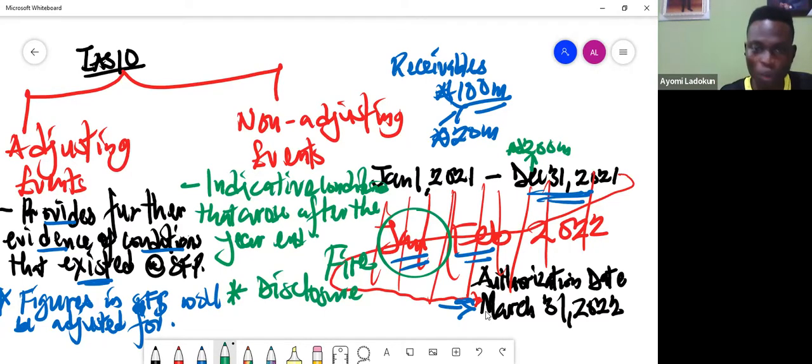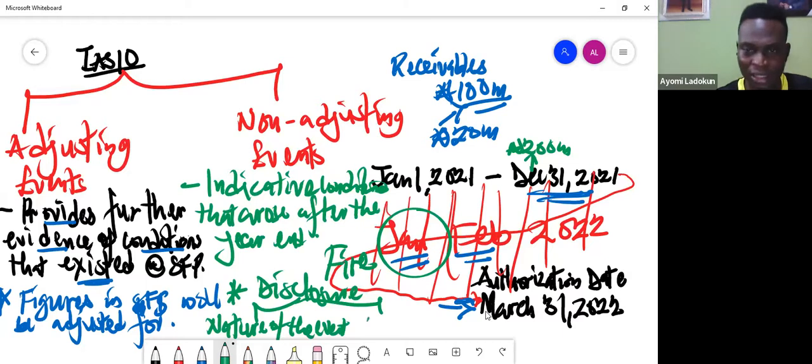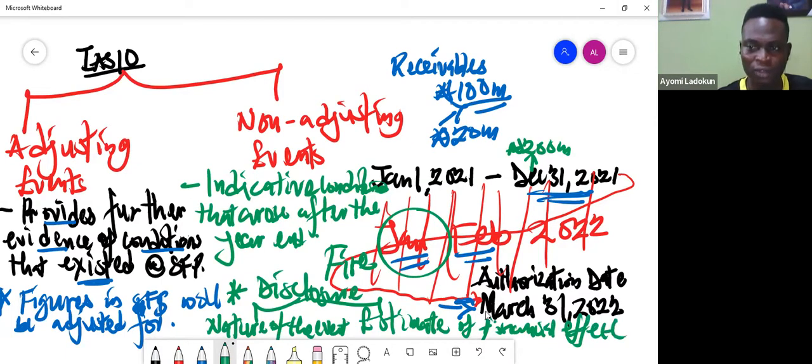IAS 10 now says, when making disclosure, you are going to tell the users of financial statements the nature of the event. What happened? For example, it is fire. So you disclose the nature of the event and the estimate of the financial effect of that event. So that's what you are doing. Is that okay? You need to understand that.